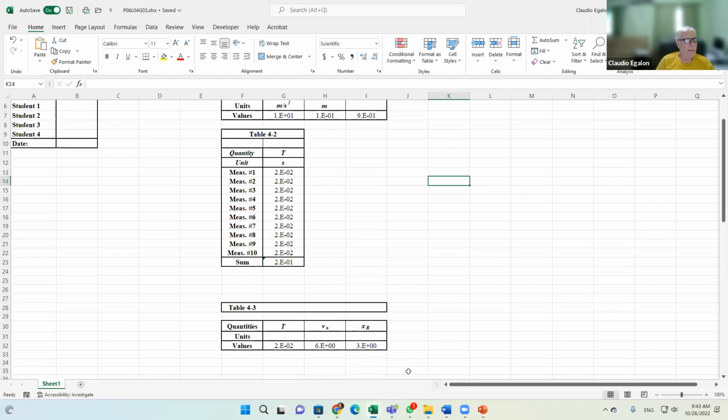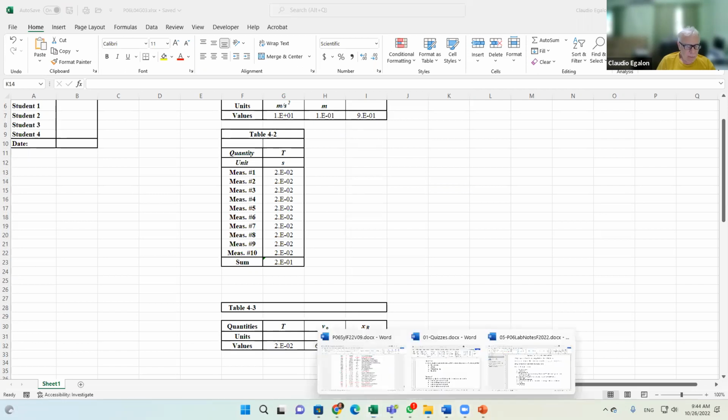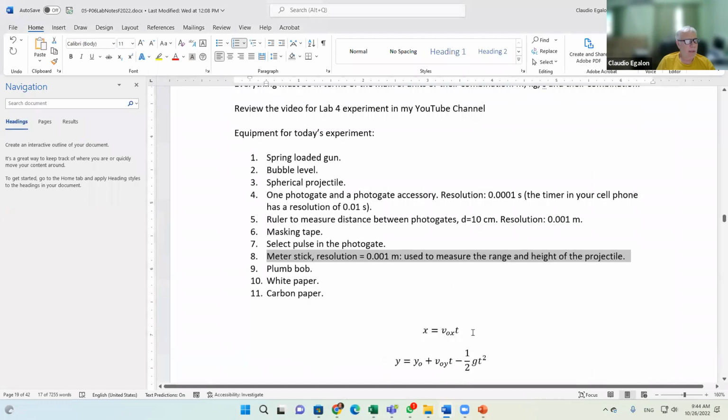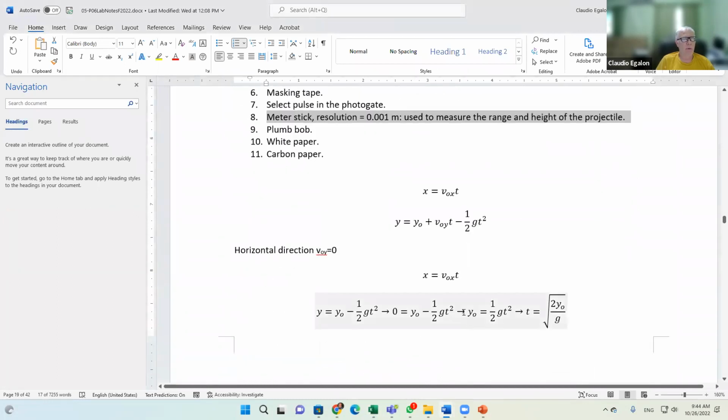What's the theoretical time for that? The theoretical time is given by a projectile under free fall. Let's see if I have the equations here for you, so you don't have to type them again. Okay, here are the equations of motion.